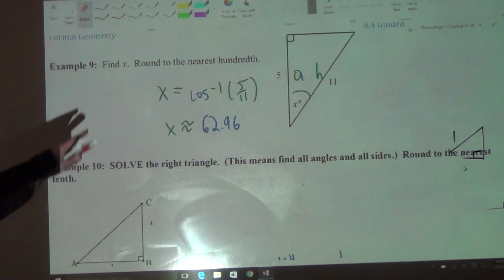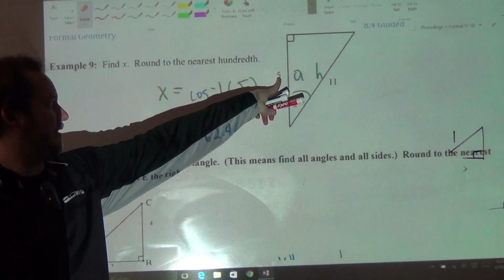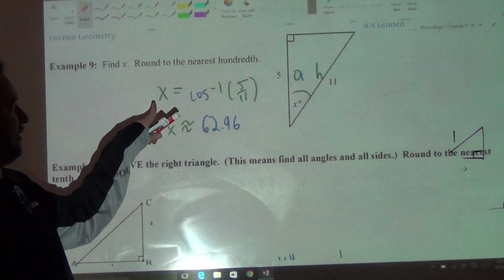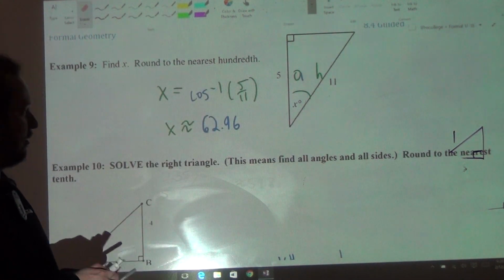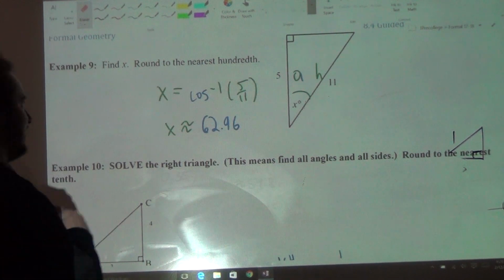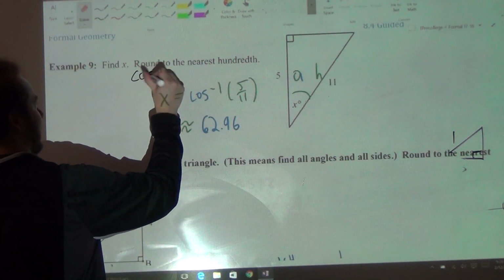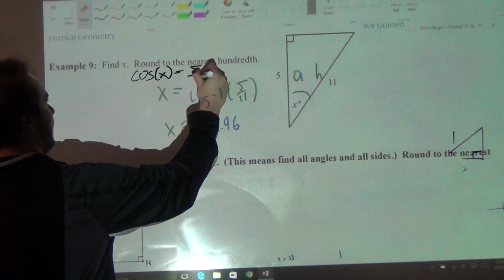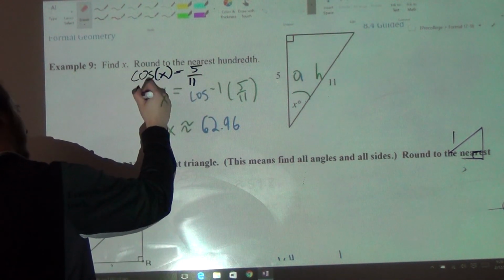So we took the perspective of x. The adjacent side was 5, the hypotenuse was 11. So we did the cosine inverse of 5 over 11. I would really like to see your work a little more along the lines of cosine of x equals 5 over 11, and then go into this step.